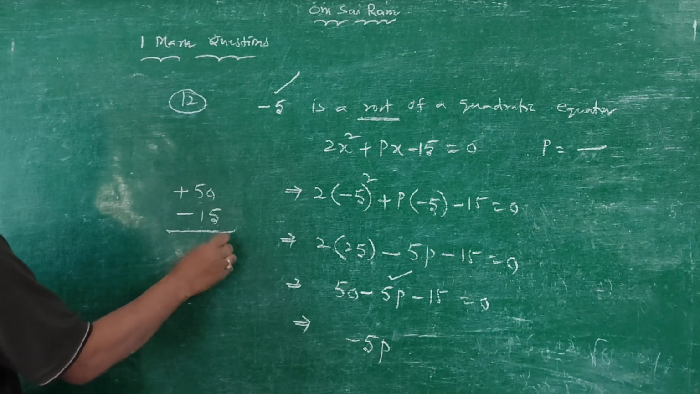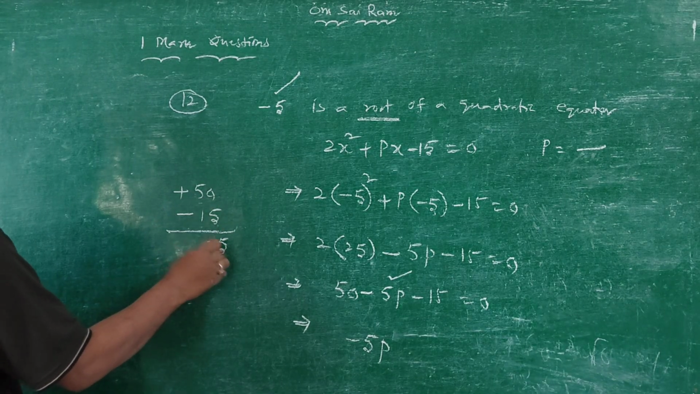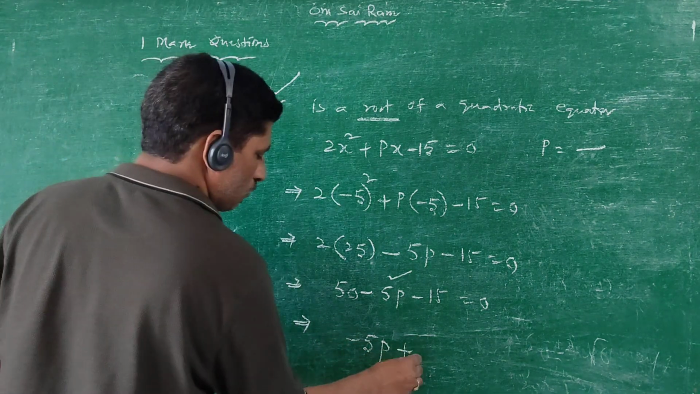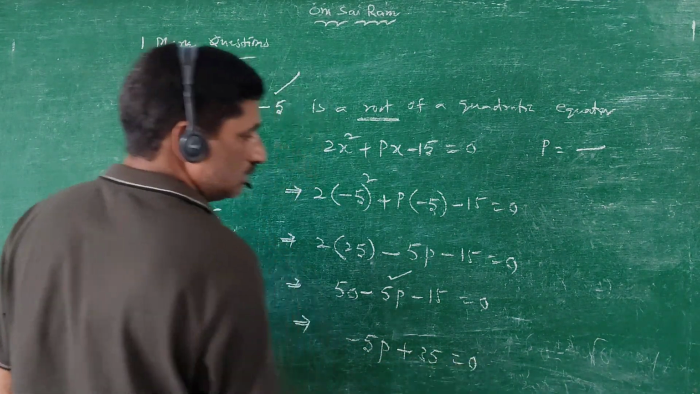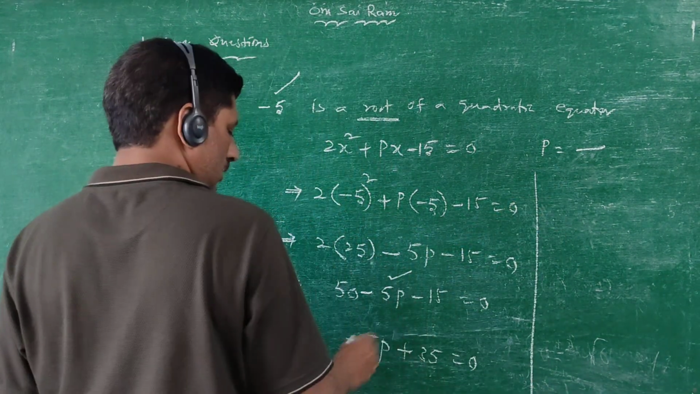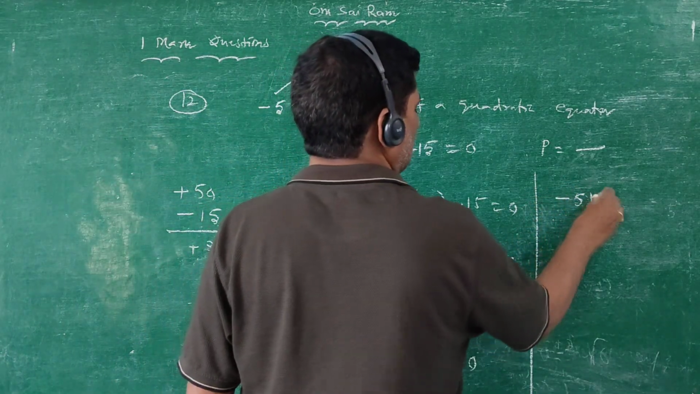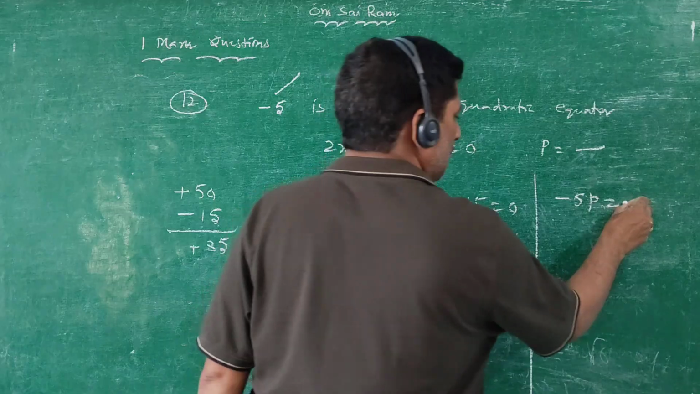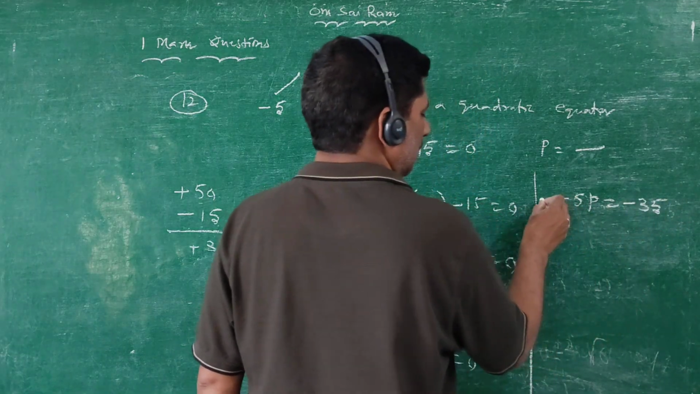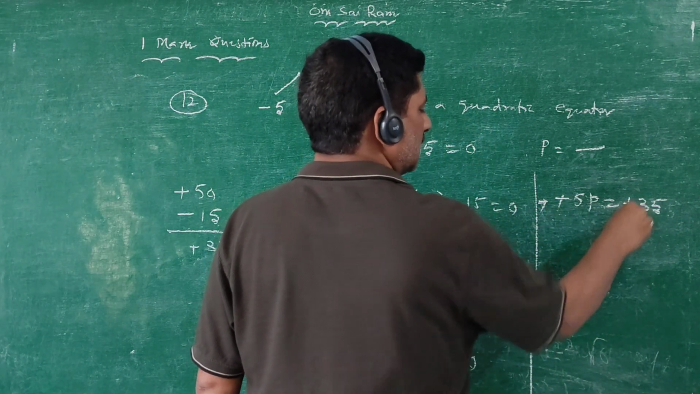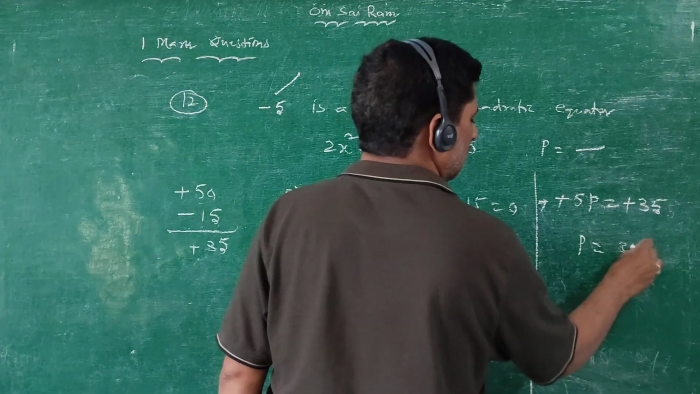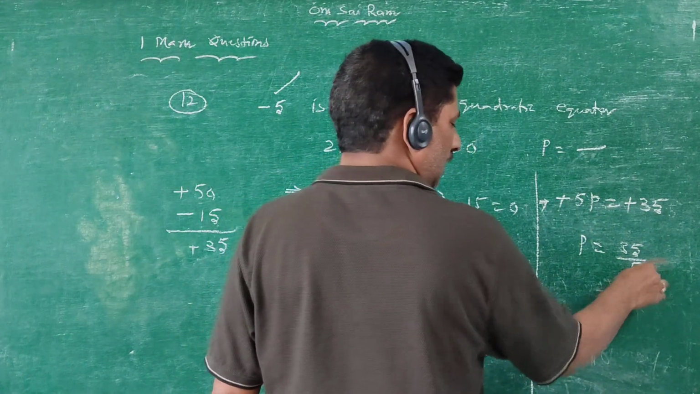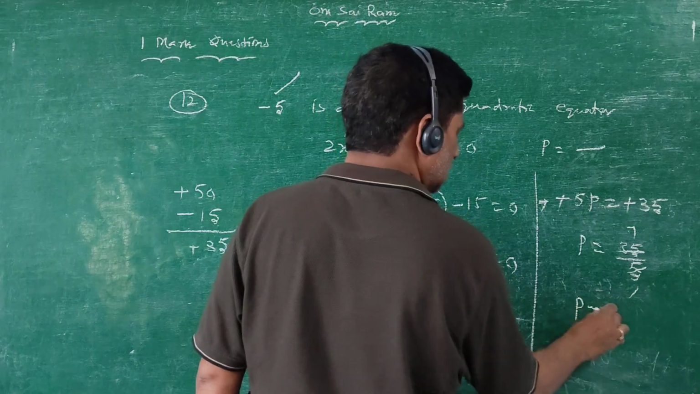10 minus 5 is 5 and 4 minus 1 is 3. Of those two values 50 is the greater, so it has a plus sign: plus 35. Plus 35 equals 0. Then minus 5p is equal to, if this plus 35 is transposed to the right side, minus 35. Then minus gets cancelled, and p is equal to 35 by 5. The 5 is transposed to the right side. 5 ones are 5, 5 sevens are 35. So p is equal to 7.